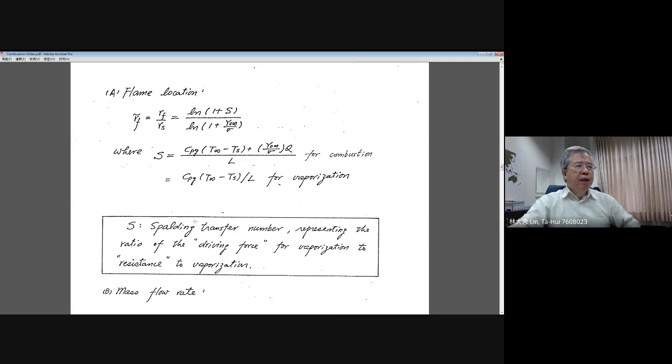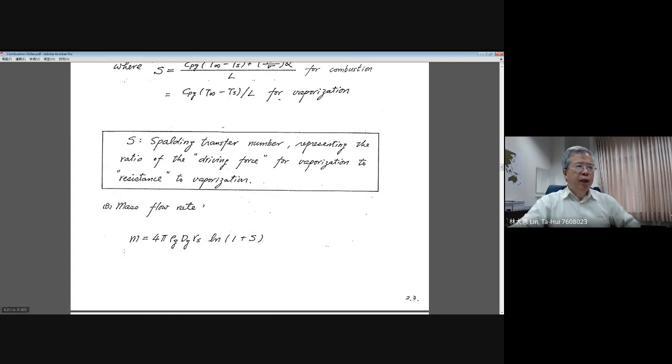Okay, and the mass flow rate of a given droplet can be described by this formula. M is the mass flow rate of the fuel vapor coming out from the liquid surface, equal to 4 pi rho_g D_g R_s. Here you can see the diffusion coefficient in the gas phase plays a very important role. It's a linear dependence for the mass flow rate. And then here again you have the natural log of 1 plus S. If you have a large Spalding number, then your mass flow rate will be stronger.